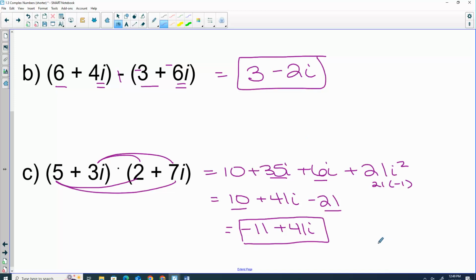Combine like terms, make sure you put the real first. So real plus imaginary, so negative 11 plus 41i. All right, any problems adding, subtracting, multiplying with these?